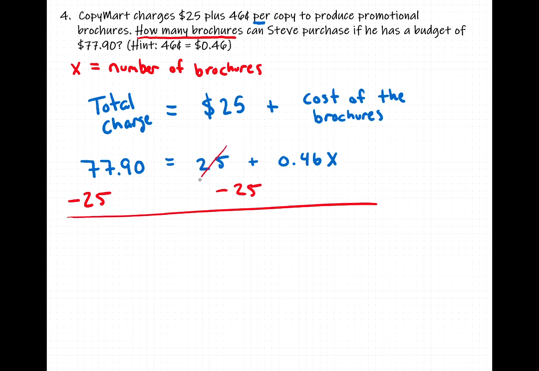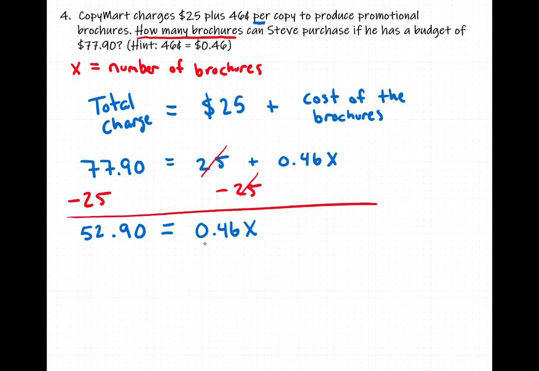So the positive 25 and the negative 25 cancel. And on the right-hand side, we have 0.46x. That's what we're left with. And on the left, 77.90. If we subtract 25, we get 59.90. Oh, sorry, 52. Sorry, 52.90. Sorry about that. All right, so now solving for x.